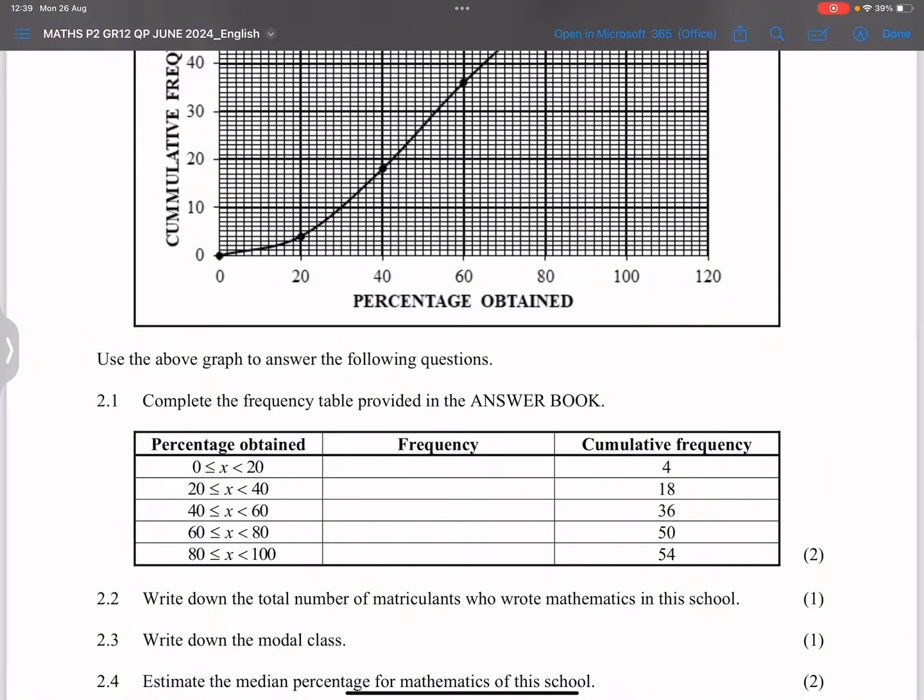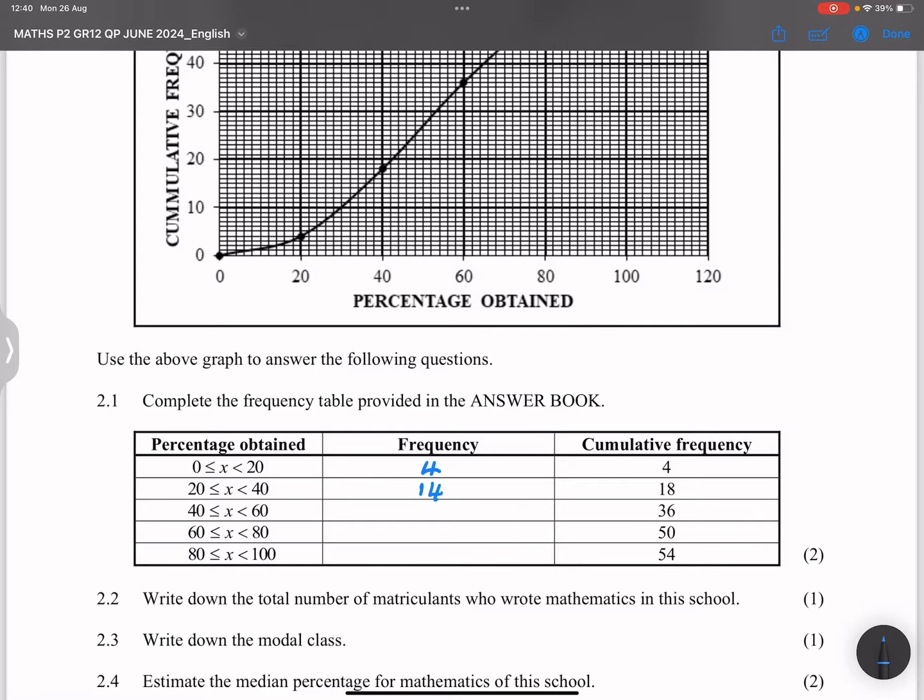Now, ladies and gents, remember, whenever we talk about the cumulative frequency, whatever value we have here, let's take that and add it to the next value. The first cumulative frequency would be 4. Now, for me to get 18, 4 plus whatever value I add here will give me 18. So what plus 4 should give me 18? I can say 18 minus 4, that will give me 14.